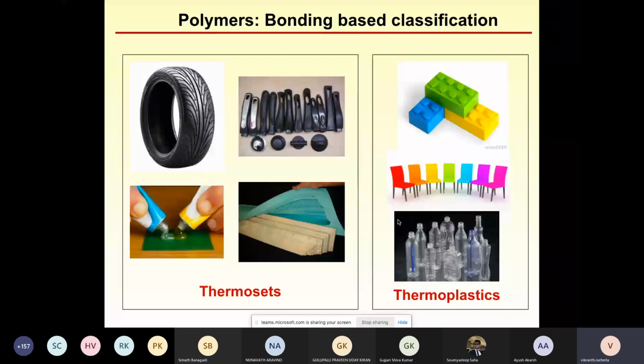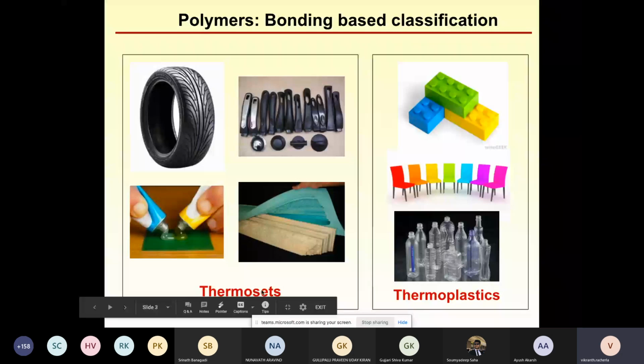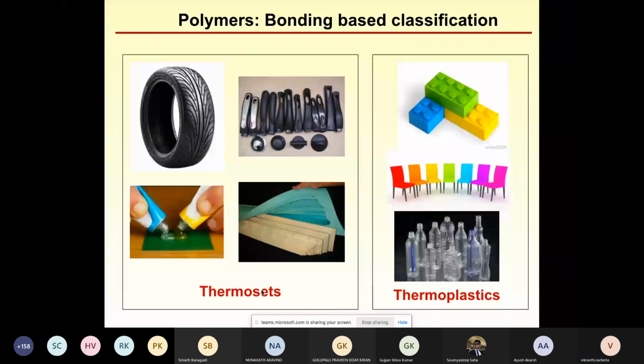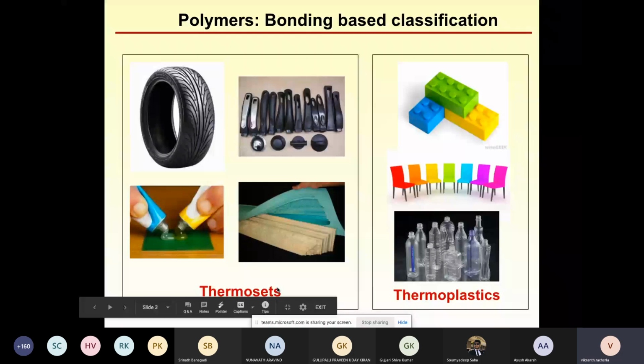One classification is based on the kind of bonding you have between polymeric molecules. The polymers that you deal with, you may either be dealing with molecules which are covalently bonded or which are held together using van der Waals forces of attraction.